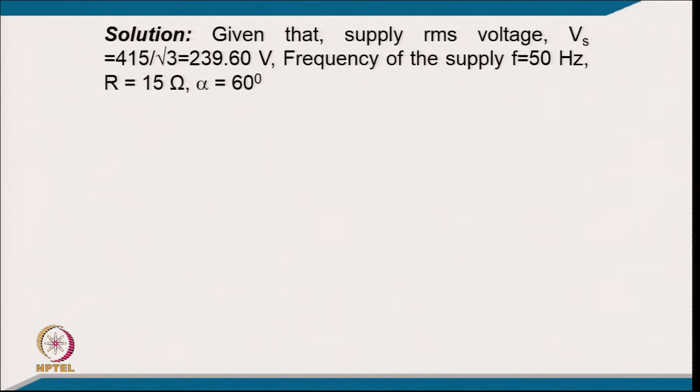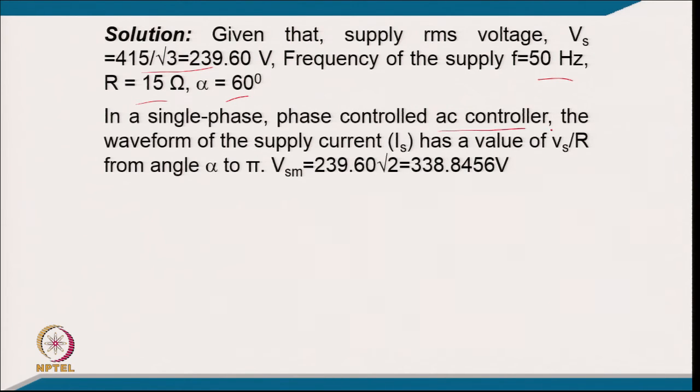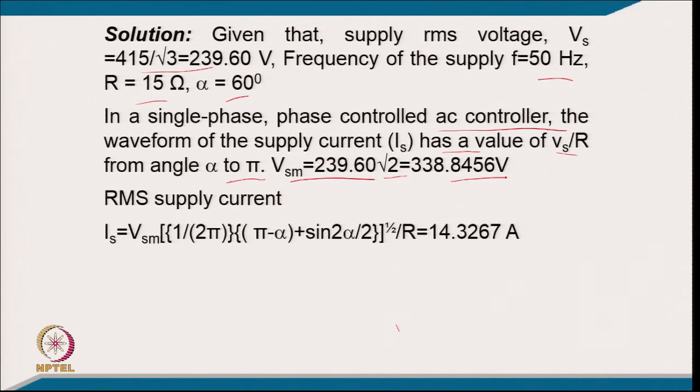Coming to the numerical portion, given that the supply RMS voltage is Vs equal to 415 by root 3, that is 239.6 volt, the frequency of supply is 50 Hz, the resistance is 15 ohm, and the fire angle is 60 degree. In the single phase AC controller, the waveform of supply current has the value Vs by R from angle alpha to pi, where VSM is the peak voltage, 239.6 into root 2, that is 338.84856 volt, and the RMS supply current will be IS equal to VSM with this formula of the single phase AC controller.